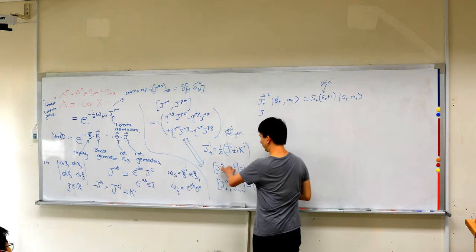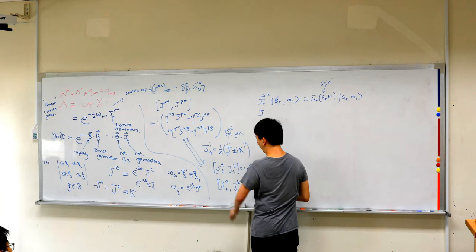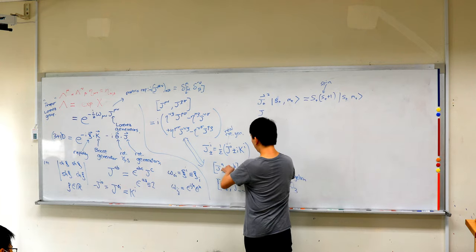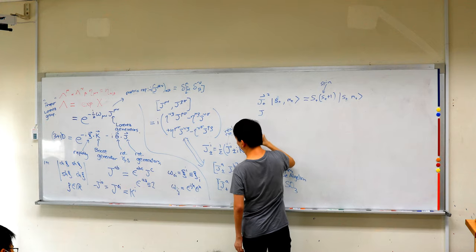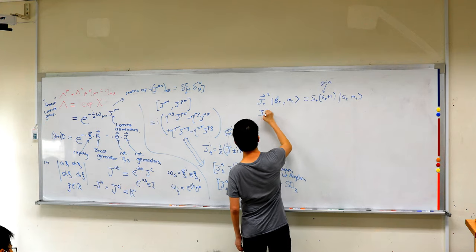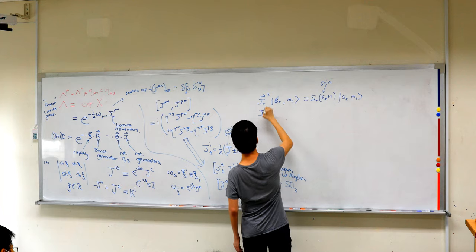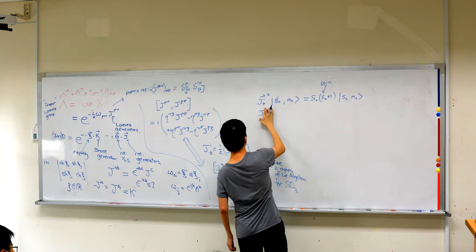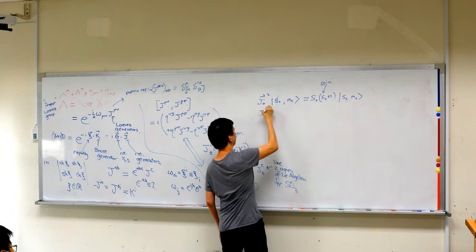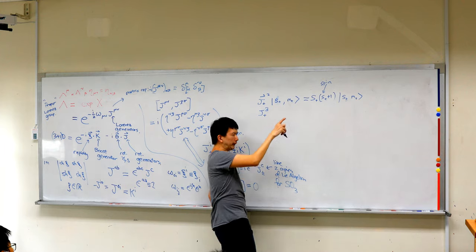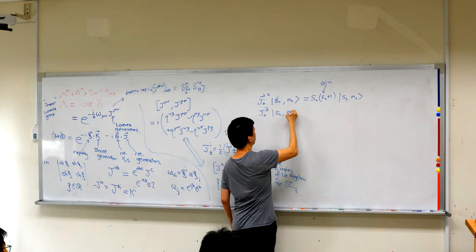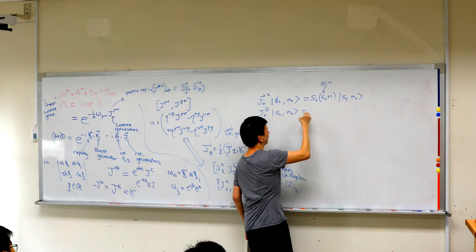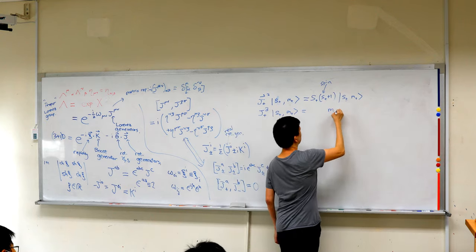Because the generators don't commute amongst themselves, if you run through 1, 2, 3, you can only choose one of them. You can choose J^+_1 if you want, or 2 if you want, but usually the convention is that we choose the third, the Z axis, so to speak, and this will act on the same eigenstate to give you m^+.